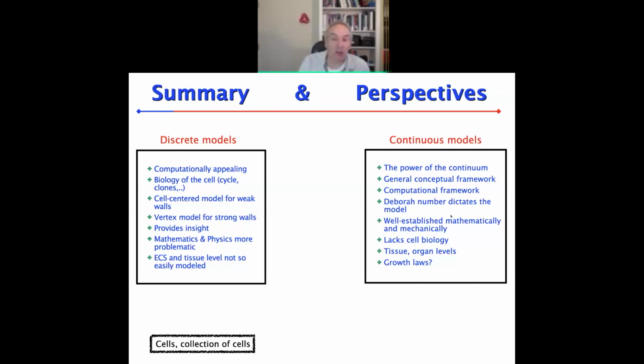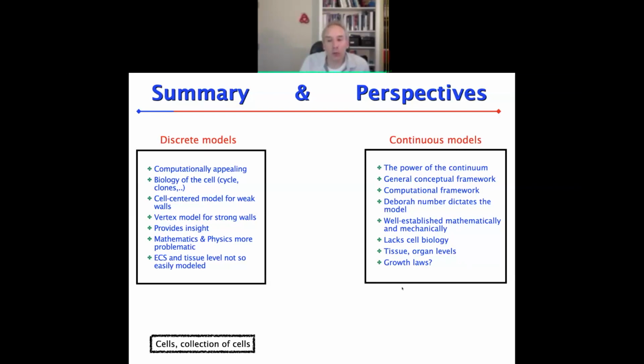There is a well-known computational framework associated with continuous models, CFD and people doing finite element. The type of model that you should use really depends on the Deborah number, how fast your material flows compared to its intrinsic properties. It's well established mathematically and mechanically, but often it lacks cell biology. And the real question is, how do you do good modeling of cell biology within a continuum perspective? But at the tissue and organ level, it's very well accepted.